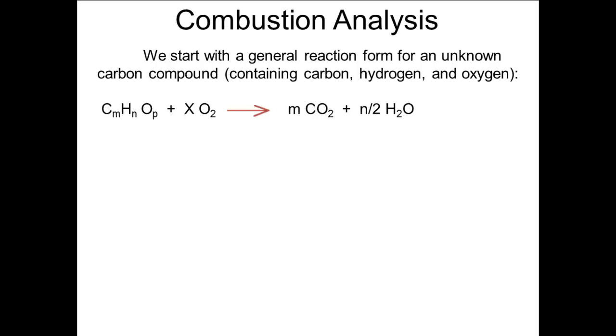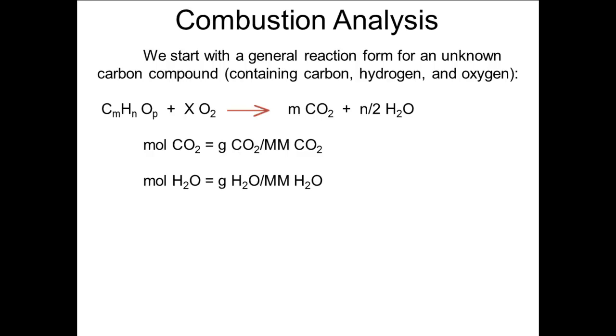For a given mass of the original compound, we measure the masses of the CO2 and the H2O produced. We find the moles of CO2 by dividing the grams of CO2 produced by the molar mass of CO2. We find the moles of water by dividing the mass of H2O produced by the molar mass of H2O.